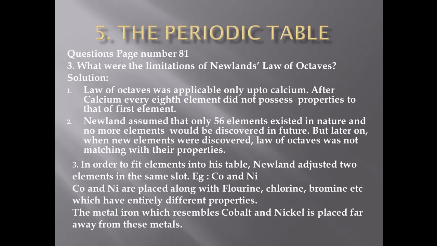The third limitation is that, in order to fit elements into his table, Newland adjusted 2 elements in the same slot, cobalt and nickel. For example, cobalt and nickel are placed along with fluorine, chlorine, bromine, etc., which have entirely different properties. And the element which shows very similar properties to cobalt and nickel is iron. But the place of iron is far away from cobalt and nickel. That was a limitation of Newland's law of octaves.